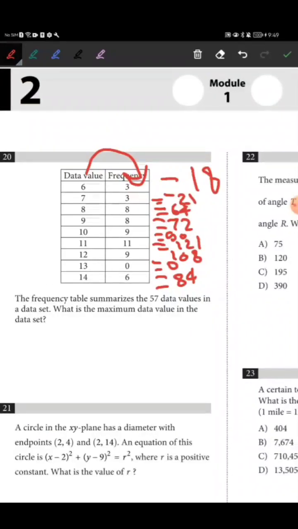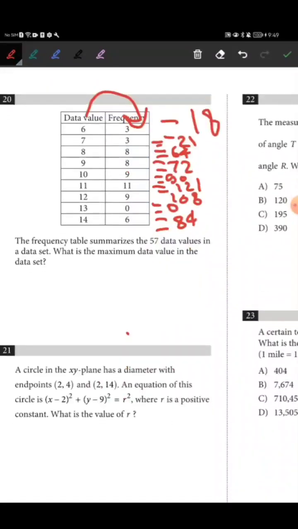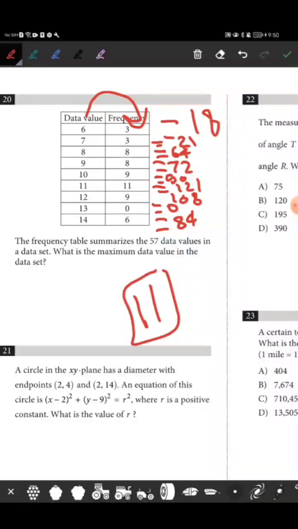So, what is the maximum data value in the data set? So the maximum value in this data set is 11, because its frequency is 11.